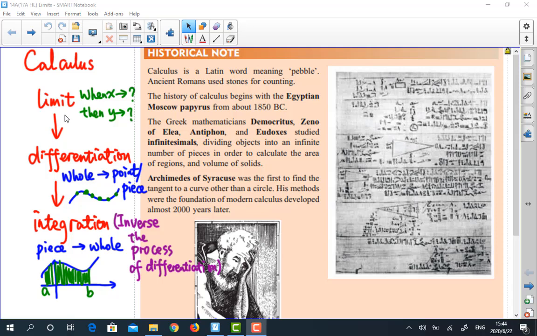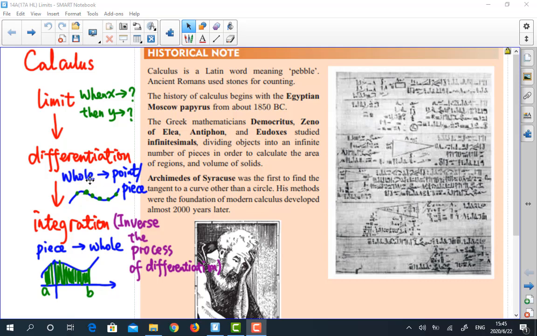Based on limits, our early mathematicians, especially Leibniz and Newton, developed differentiation. What is differentiation? Differentiation just looks like a pebble. So if you have the curve of a function, this time I don't look at the whole graph of that function. I look at the point. There are infinitely many points on the entire curve of a function, right? So we look at each individual point.